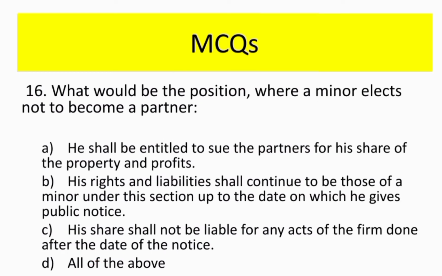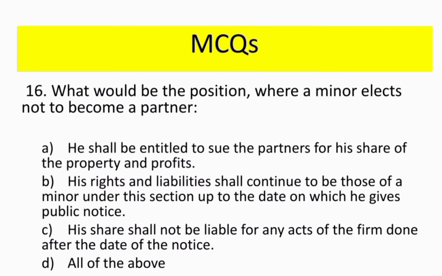Now come to question number 16. What would be the position where a minor elects not to become a partner? Suppose there was a minor in the partnership firm, and when he attains majority, what would be his position if he does not choose to be a partner in that firm? So the options are like this.